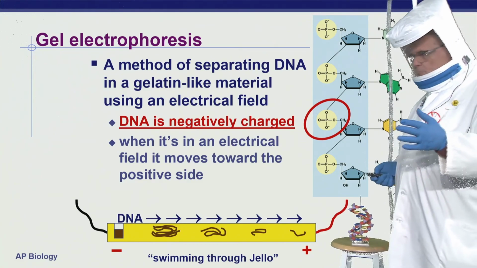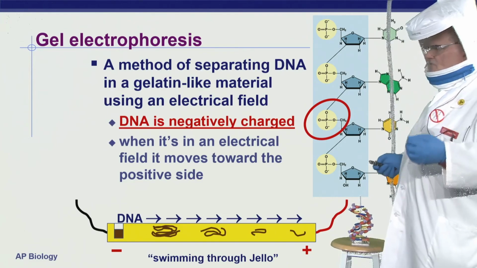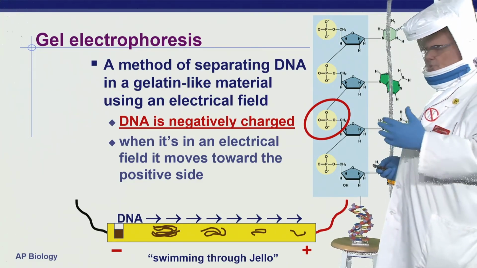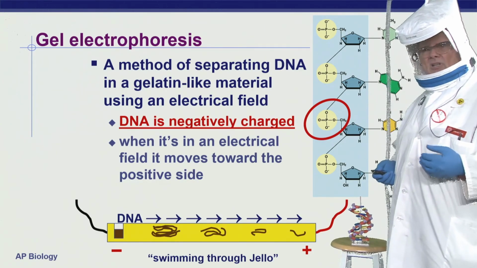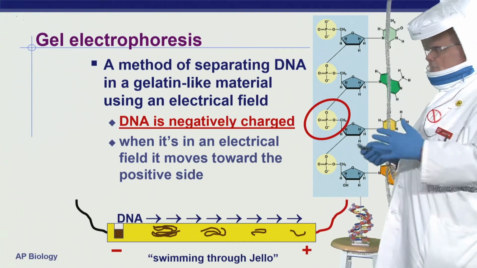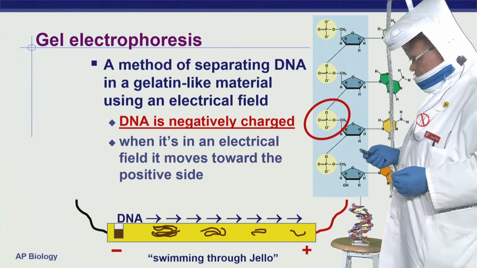And the bigger ones, which are heavier, more dense, are not going to go as far due to the charge. They don't move through the gelatin as easily. And so you end up separating by size, with the smallest ones going the furthest.